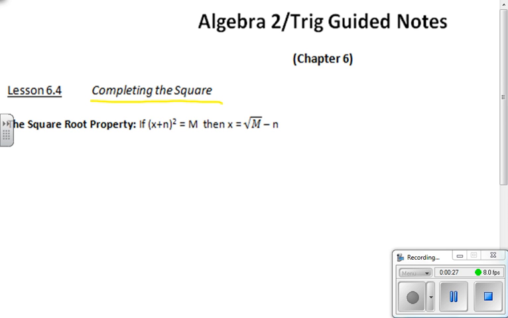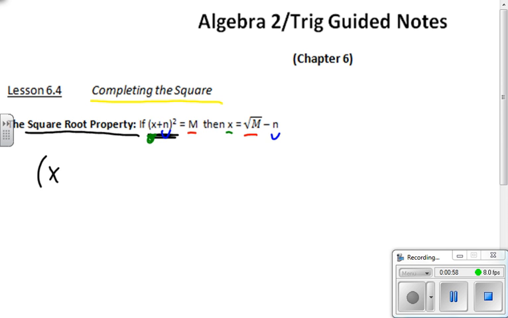When completing the square, we want to look first at the square root property, which says anytime we have a binomial squared, so x plus n squared equaling m, then we can determine what our x value equals. We'd say that x equals the square root of our m value minus this value n. Now that might sound a little bit confusing at first, so I'm going to show you a quick example.